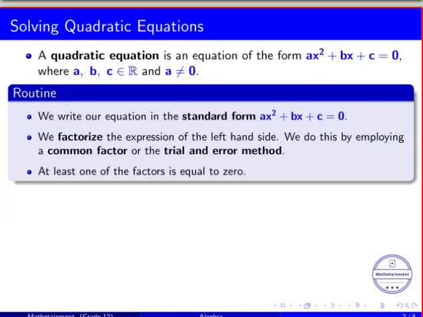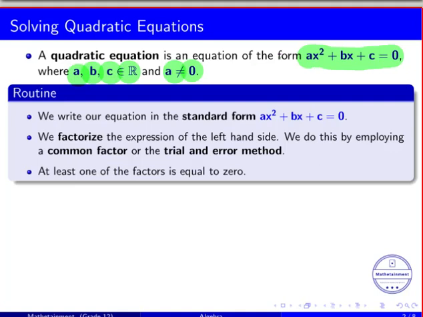A quadratic equation is defined as follows. It is an equation of the form ax squared plus bx plus c equal to 0, where a, b, and c are all real numbers, and a is different from 0 to make sure that this is a quadratic equation. Hence, the highest power of x is 2.